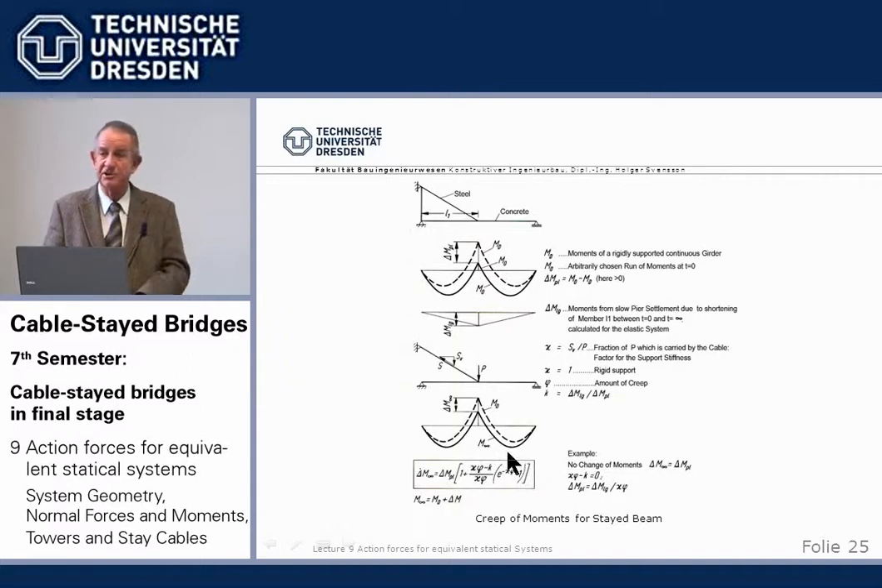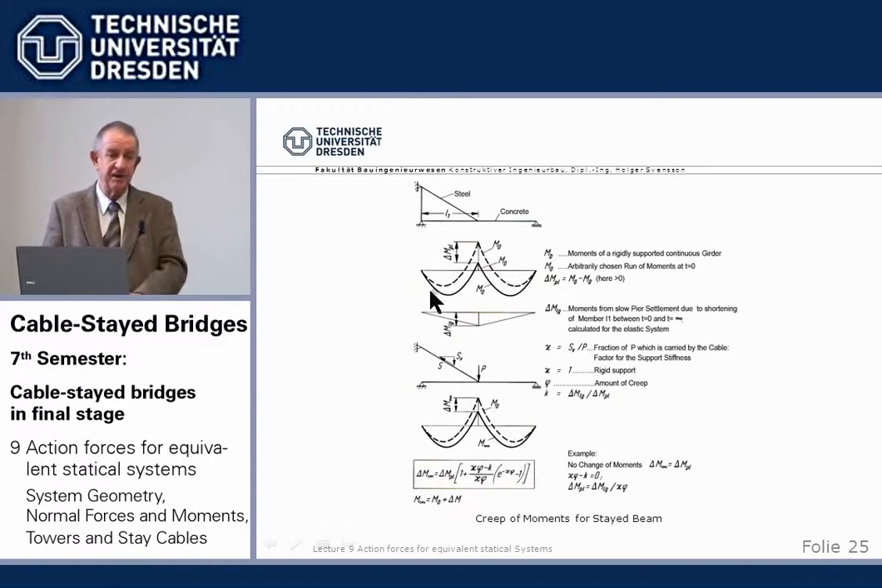We've only published it once, 40 years ago. It's a little tricky to understand. It took me a little time. But if you are interested, this is the heart of shrinkage and creep with cable stayed bridges.